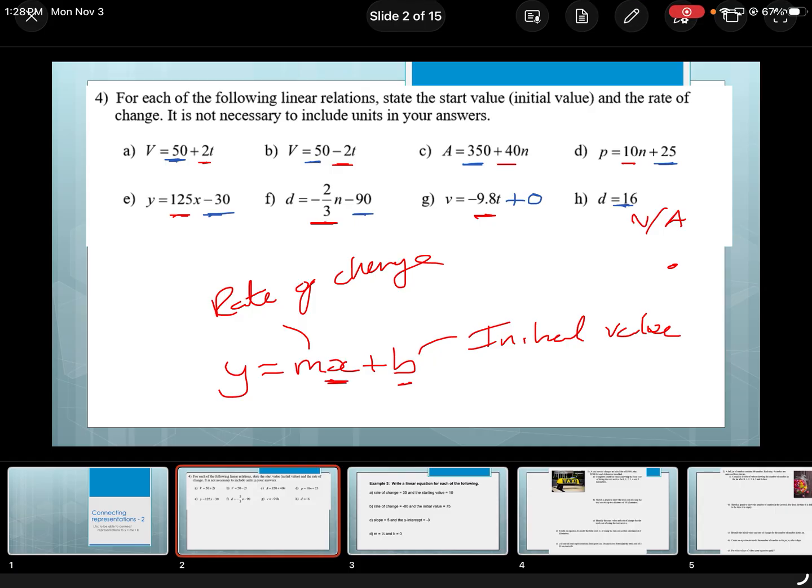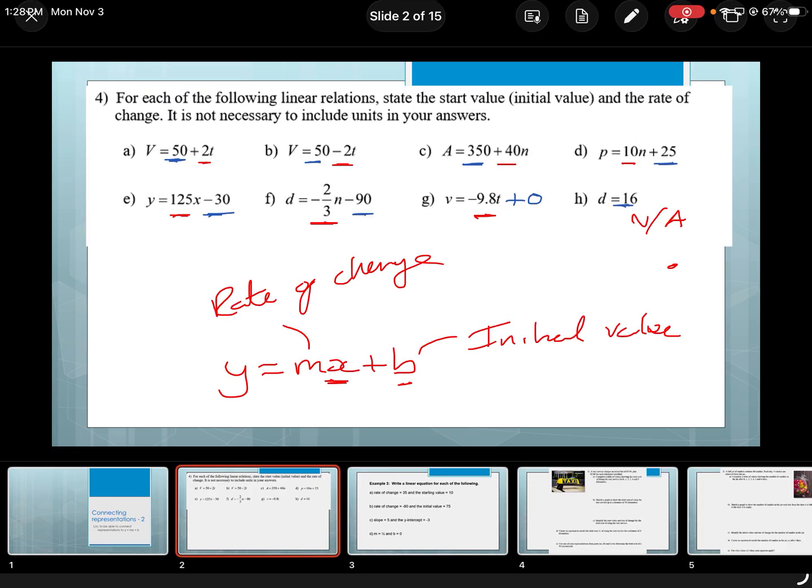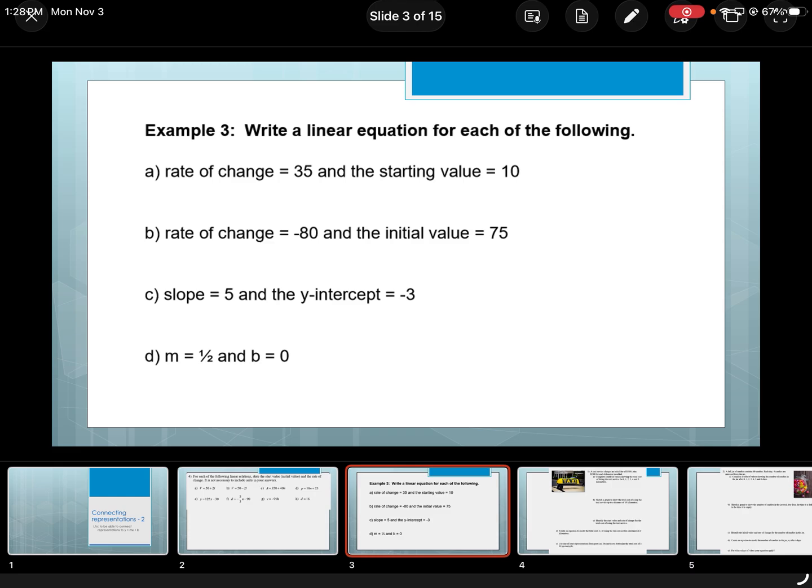Okay, let's have a look at some questions and what we're doing today. It says, write a linear equation for each of the following. Again, just a quick reminder, it's y equals mx plus b. The rate of change is always in front of the x, and the b is the number on its own. So this is going to be y equals 35x plus 10. This one is y equals -80x plus 75.